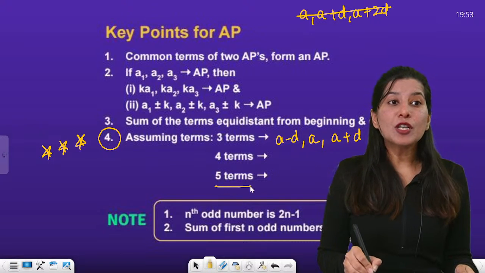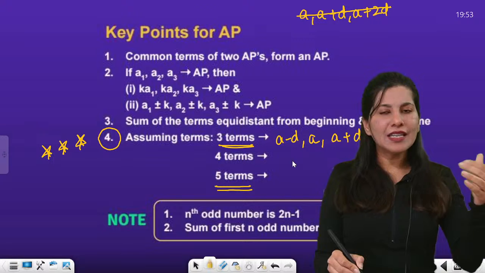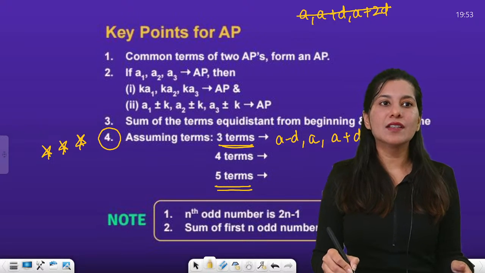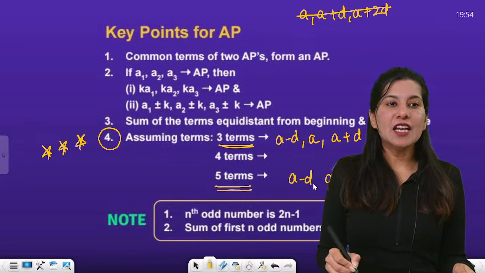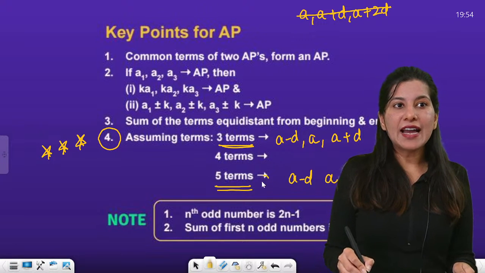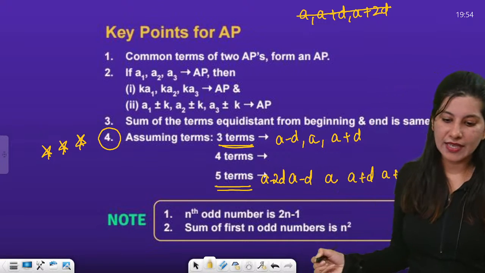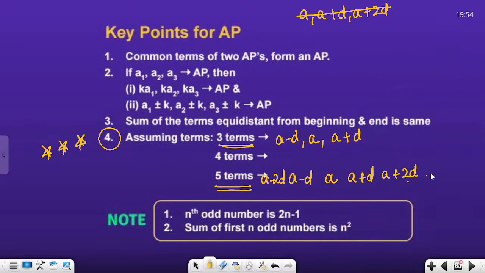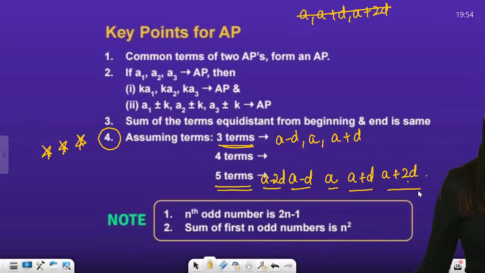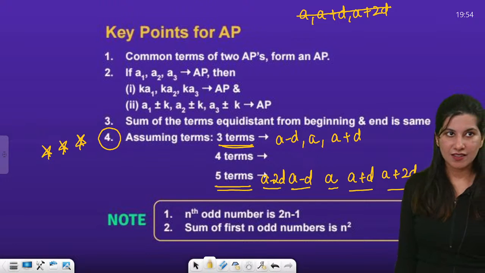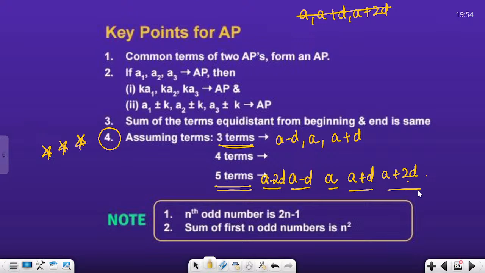Alright. Now what about 5 terms? So actually 3 and 5 terms follow the same pattern. Middle term will be a, then a plus d, a minus d. But for the leftmost term we will add a minus 2d, and the rightmost term will be a plus 2d. Can you see? Yes, 5 terms. 5 terms in an arithmetic progression will be taken just like this. Okay. Clear?